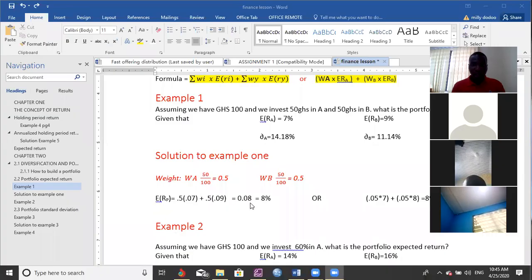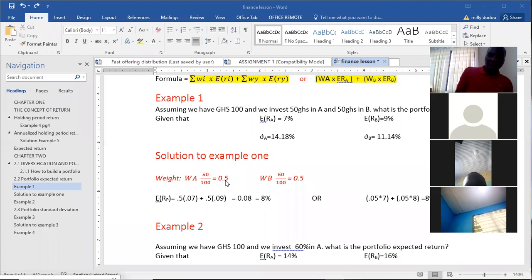So let's continue. Jacob, as I was saying, we were told to find the expected portfolio return. In an attempt to find the portfolio expected return, you must know your weights. How much am I putting into the investment? 50 over 100, so 0.5 on the left-hand side, and 0.5 also in B. At the end of the day, I multiply 0.5 by 0.07 and 0.5 by 0.09. I get 0.08, which is 8%.